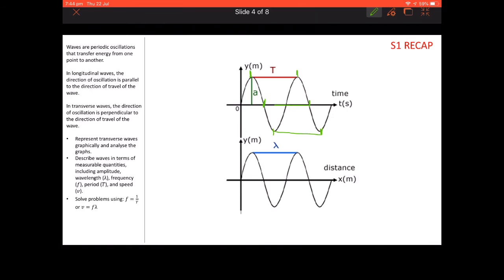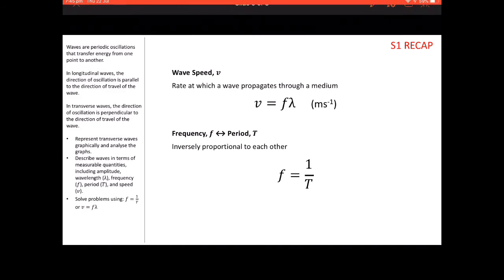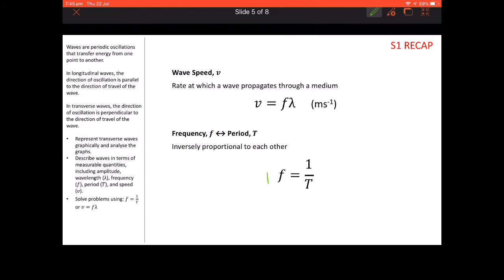The frequency is a number of repeating cycles of a wave per given time interval. So frequency and period are inversely proportional to each other. So frequency is how many periods occur in 1 second. So the units for this are hertz or per seconds, which is just s to the negative 1.